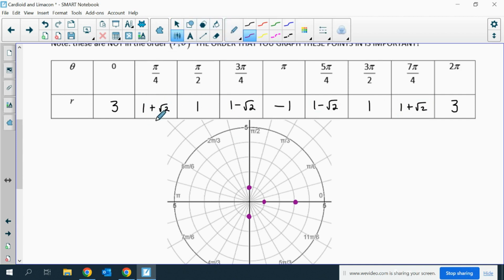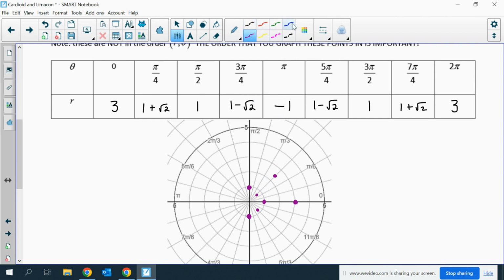So 1 plus root 2, somewhere around 2.4. So that'll be somewhere over here. Then at 1 minus root 2, that's going to be at negative 0.4, somewhere around there, negative 0.6. So if we look at 3 pi fourths, if it's negative, it has to be somewhere over here. Likewise, 5 pi fourths, negative, is going to put us somewhere over here.